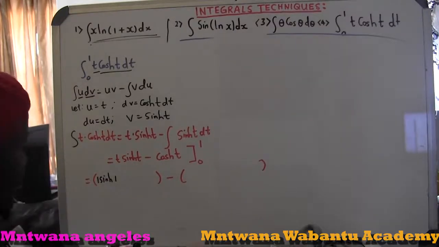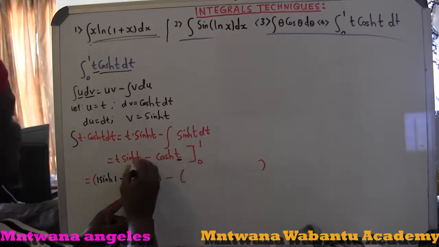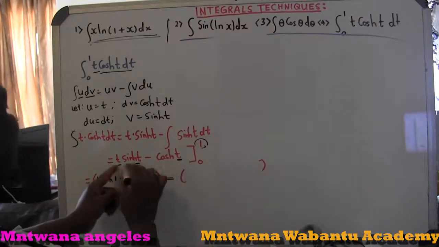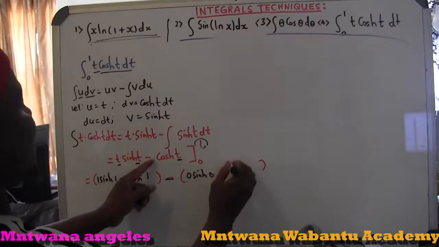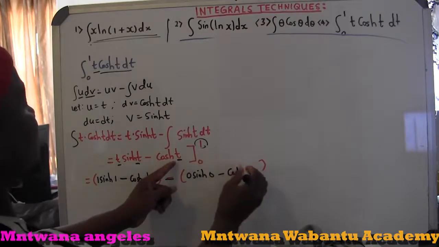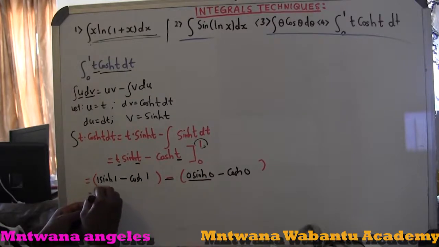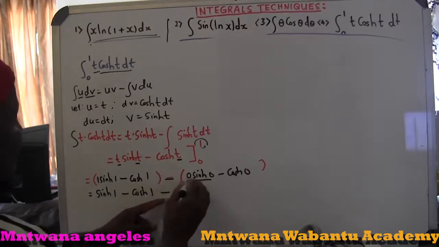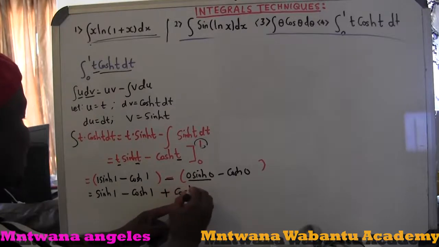Sinh of 1 minus upper limit cos of upper limit equal to 1. Means you substitute, replace this with the upper limit. Then you minus bracket. Now you replace this with the lower limit, which is equal to 0, sinh of 0 minus cos of 0. But 0 times anything is going to be equal to 0. So this is equal to sinh 1 minus cos 1 minus 0 plus cos 0.